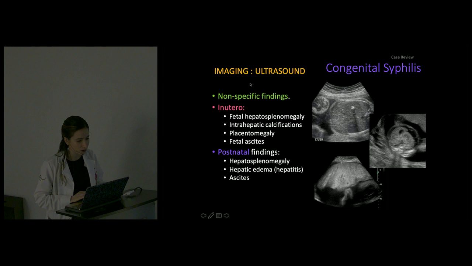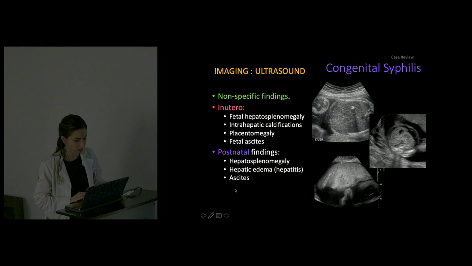Ultrasound findings are non-specific, and the literature describes that we can see these changes in an obstetrical ultrasound. Part of this spectrum involves fetal hepatosplenomegaly, intrahepatic calcifications, placentomegaly, or fetal ascites. Postnatal findings include the most common, hepatosplenomegaly, hepatic edema, or hepatitis, as in our case, and ascites.